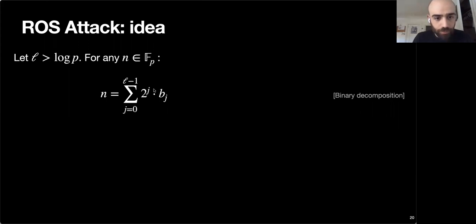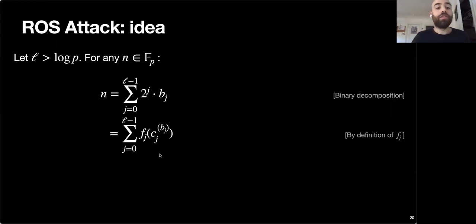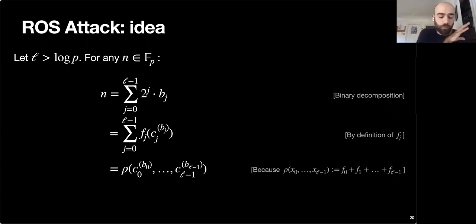Now, this term in the summation is either zero or two to the j. What does it mean? That I can write it as the evaluation of the jth polynomial at either the hash of the first trivial solution or the second trivial solution, depending on the bit b_j given by n itself. I'm summing over all of the f_j's here, so I'm summing over all of these polynomials. What does it mean? It means that I am evaluating my big multivariate polynomials at points that are determined by the log of n, by the binary representation of n, by log points that are determined by the binary decomposition of n.